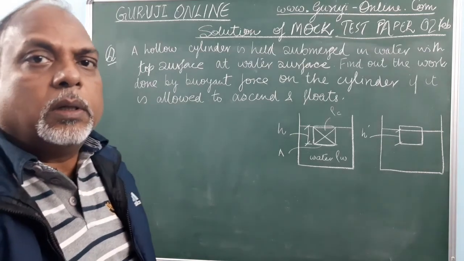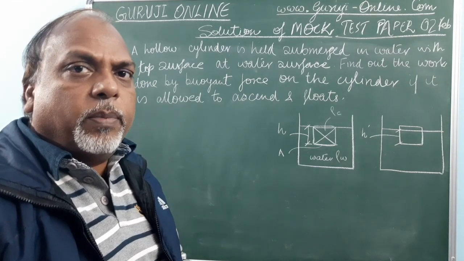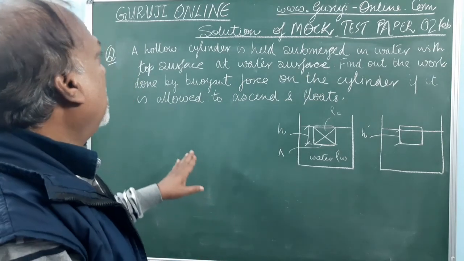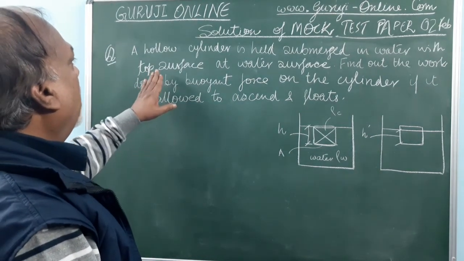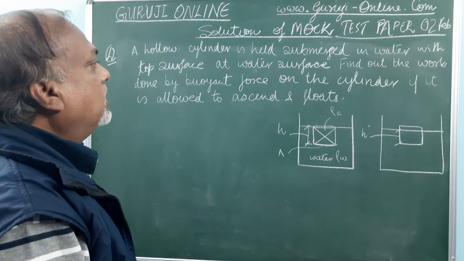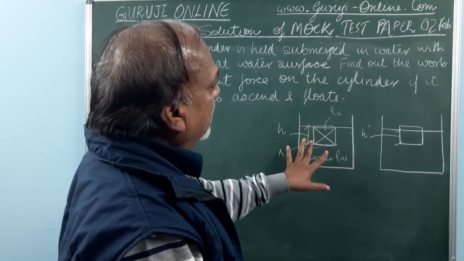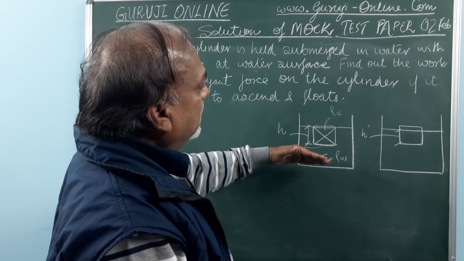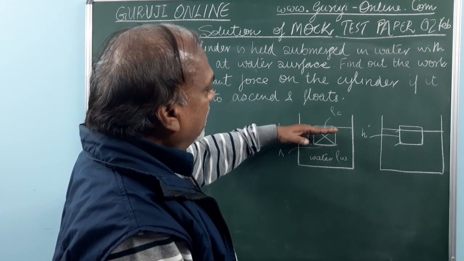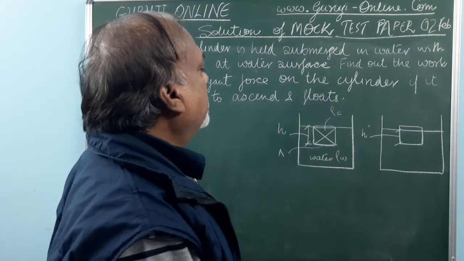Well, folks, this is the fourth problem of the mock test paper pertaining to fluid mechanics. In this problem, it says a hollow cylinder is held submerged in water with its top surface at the water surface. That means, suppose this is the cylinder, we are applying some force and keeping the cylinder just submerged so that the top surface of the cylinder is at the water surface.